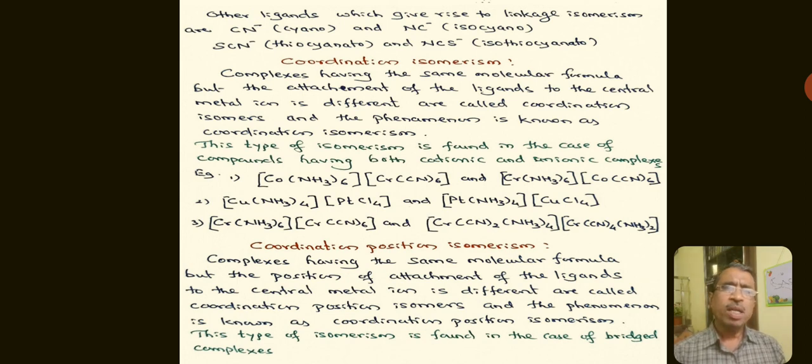Coming to the last one, coordination position isomerism. Complexes having the same molecular formula but the position of attachment of the ligands to the central metal ion is different are called coordination position isomers, and the phenomenon is known as coordination position isomerism. This type of isomerism is found in case of bridged complexes.